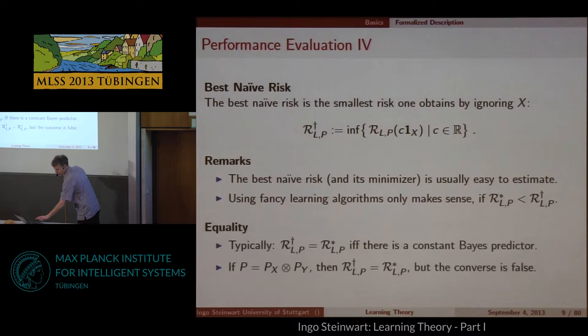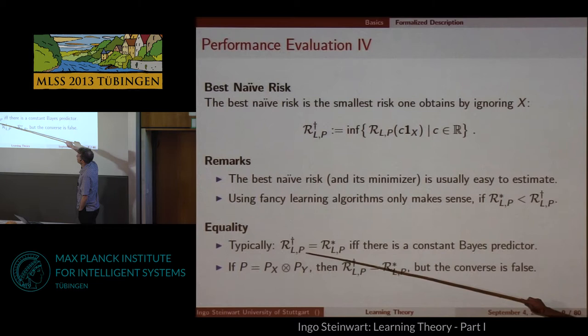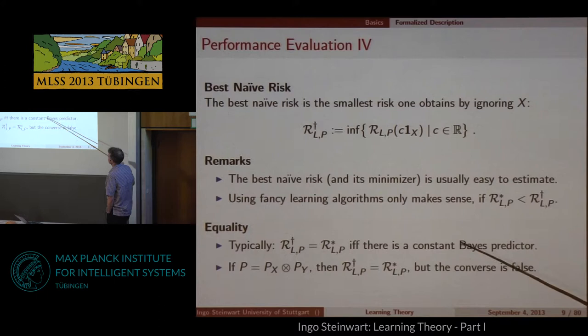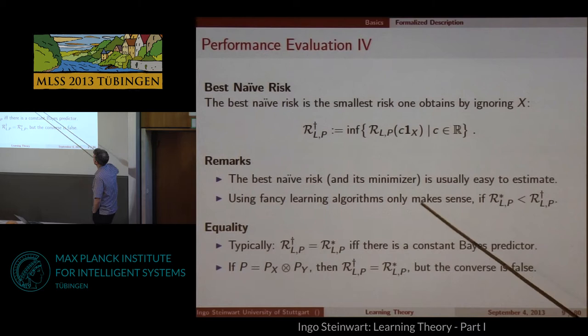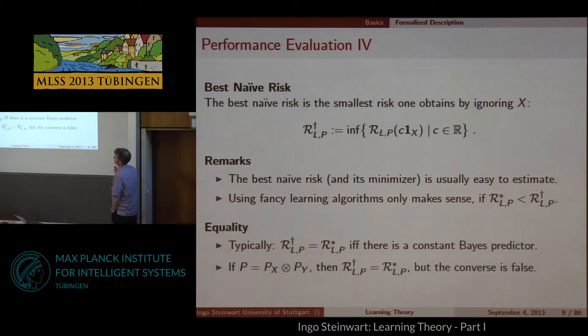So let's have a look when this quantity is equal. Typically, these two quantities are equal if and only if there is a constant Bayes predictor. As soon as we have a Bayes predictor which is constant, then this infimum is equal to the Bayes risk, and therefore we have this, and the converse implication is also pretty straightforward.